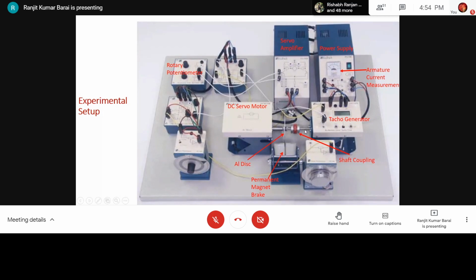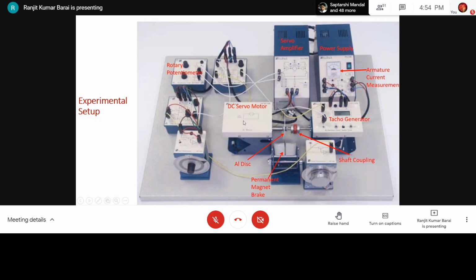Unnecessary vibration and unbalanced torque may damage this delicate equipment. The tacho generator is a very costly sensor. And an aluminum disc is mounted on the motor shaft for some purpose. I will explain it later on.